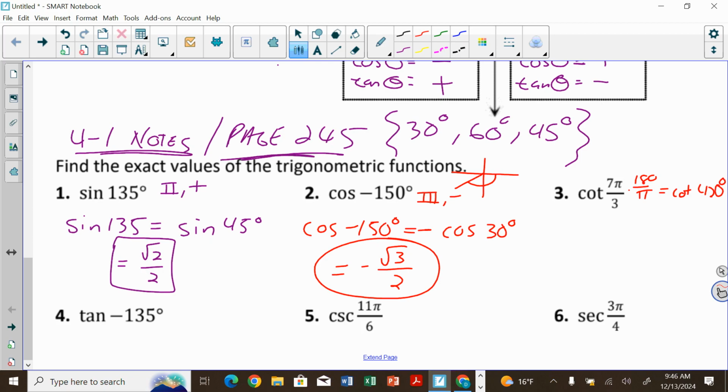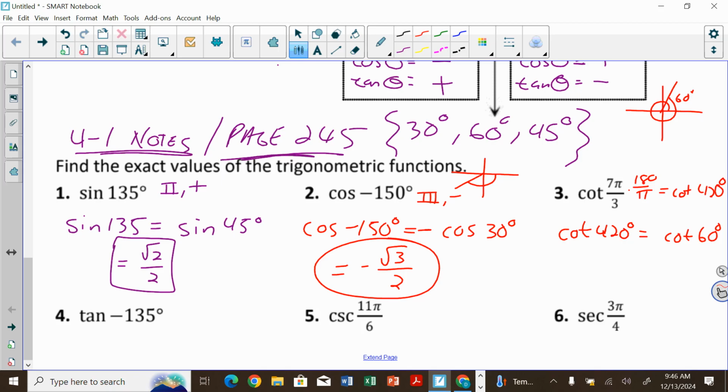Okay, so I still want to find a reference angle here, 420. That's going to equal 60. Okay, cotangent of 60 degrees. All right, now, if I'm looking at this angle, 420 degrees, I'm going all the way around, which is 360, and then I'm going another 60. So that's how I'm getting that reference angle of 60 degrees.